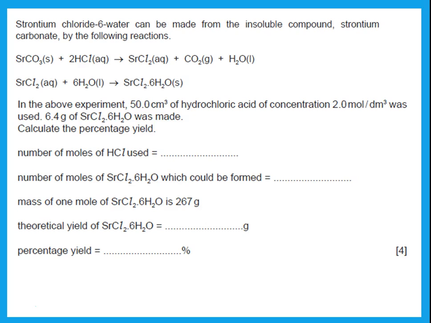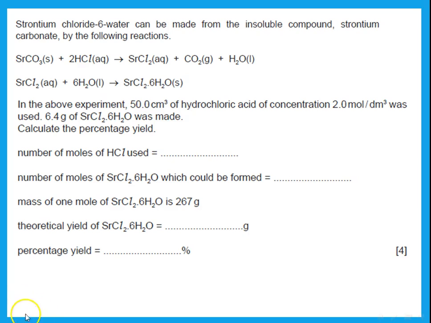Okay, now another one. Strontium chloride 6 water can be made from the insoluble compound strontium carbonate by the following reaction, and he gives me the reactions. In the above experiment, 50 centimeter cubed of hydrochloric acid of this concentration was used, and 6.4 grams were made. Now remember, he's saying he did the experiment and at the end he got 6.4 grams.